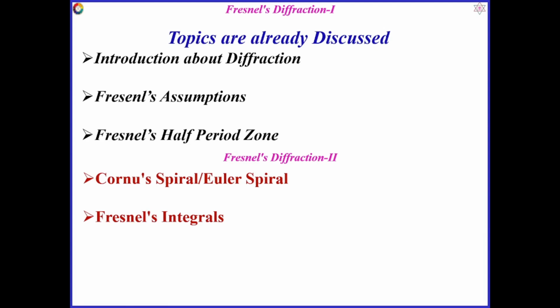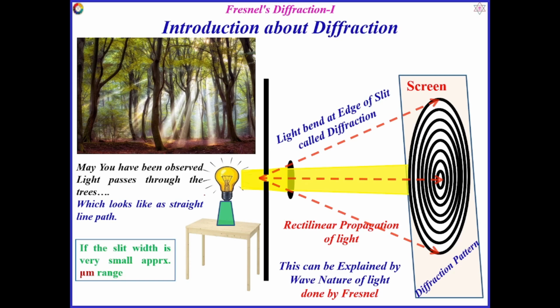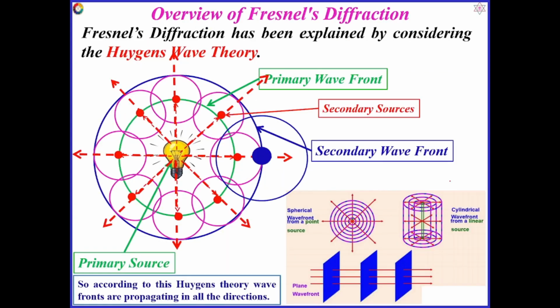In our first part we already discussed these three topics, and in this second part we are going to discuss the Cornu spiral or Euler spiral and Fresnel's integral. You may remember that we discussed the introduction to diffraction. This is your diffraction pattern, and this area will be called the shadow region. If the slit width is in the few nanometer range, then a diffraction pattern will be observed. That we already discussed.